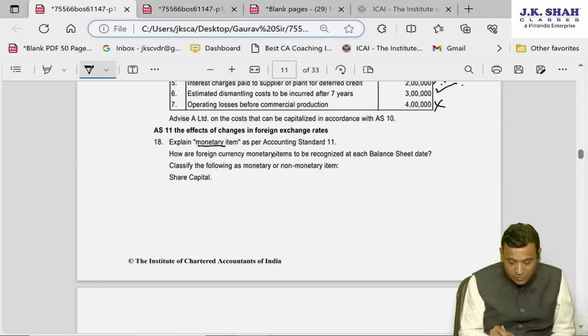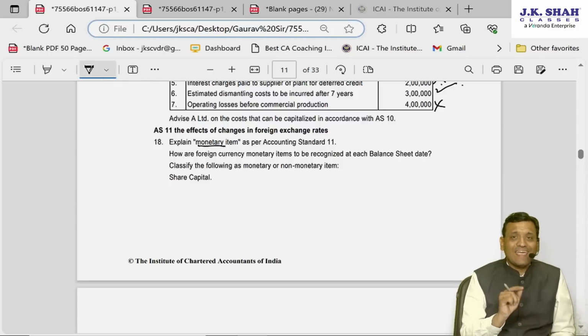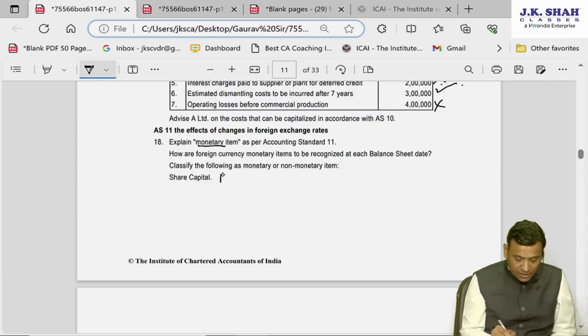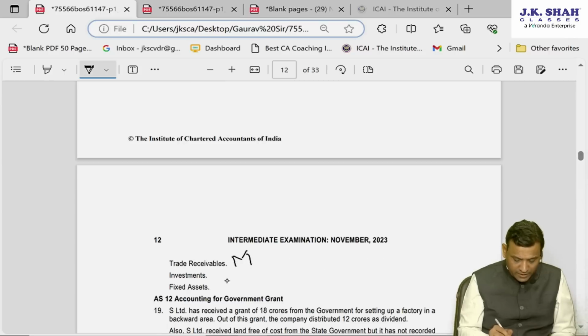How are foreign currency monetary items recognized on the balance sheet date? Can I say on the balance sheet date, all monetary items are carried at the closing exchange rate? Classified. Share capital, non-monetary. Trade receivable, monetary. Investments, non-monetary, and fixed asset is also non-monetary.